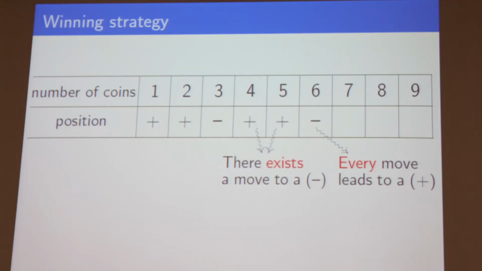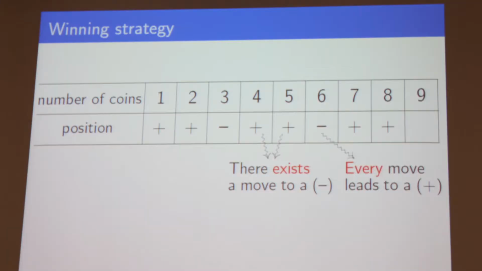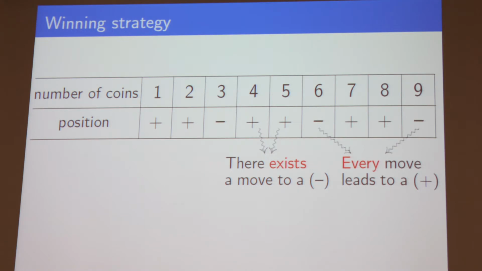6 coins, every move leads to a plus. There are 2 moves available and both of them bring you to a plus. So this is an unfavorable, losing position. With this guideline, you just complete the table, starting from the simpler positions and moving on to the more complicated ones. With 7 or 8 coins, you have the possibility to bring your opponent to 6 coins, and 9 coins is again a minus. Every move leads to a plus. So, Alice, the first player, or Bob, the second player? Who has a winning strategy in this game after all?